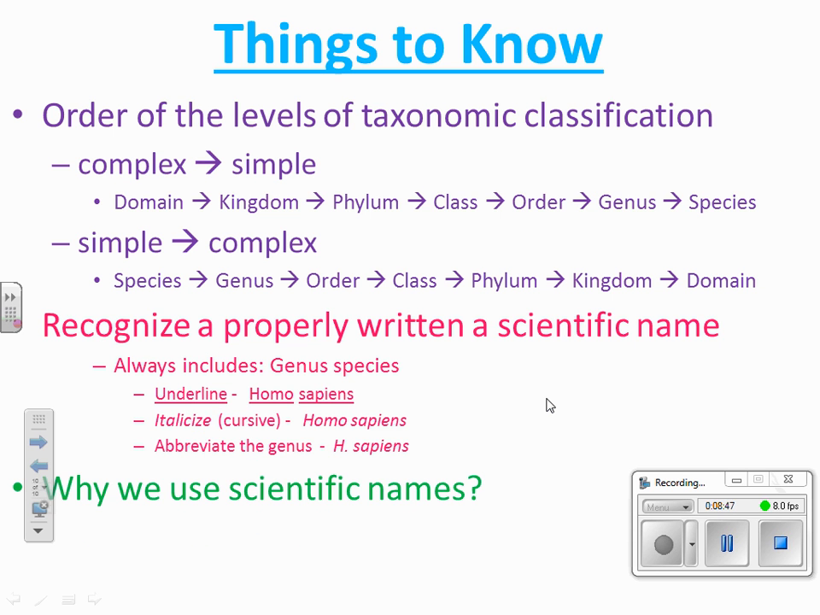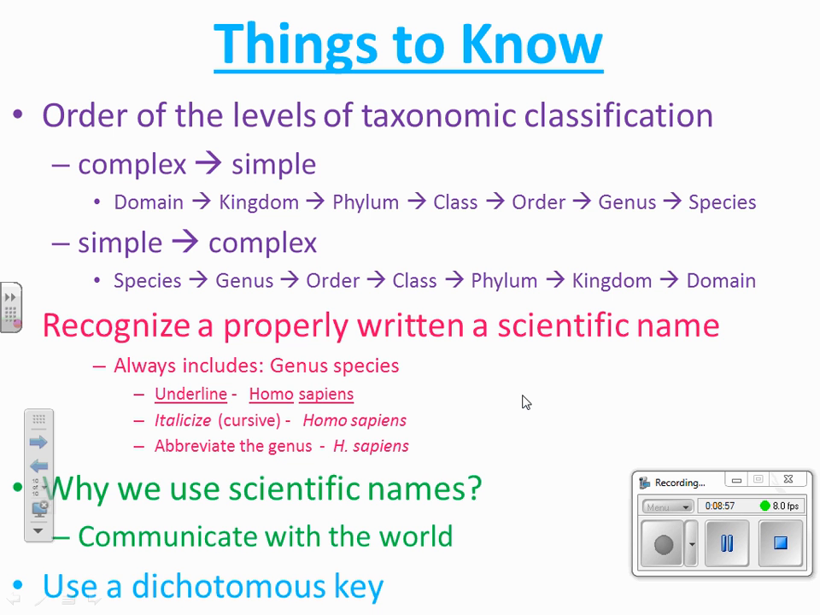You should also know why we even use scientific names. We use names just so we can communicate around the world, so we can speak a universal language that everyone understands. And now you should also know how to use a dichotomous key. So we're going to practice that now. If you have any questions on how to use a dichotomous key, check with a buddy, and then if you still need help, raise your hand and let your teacher know.